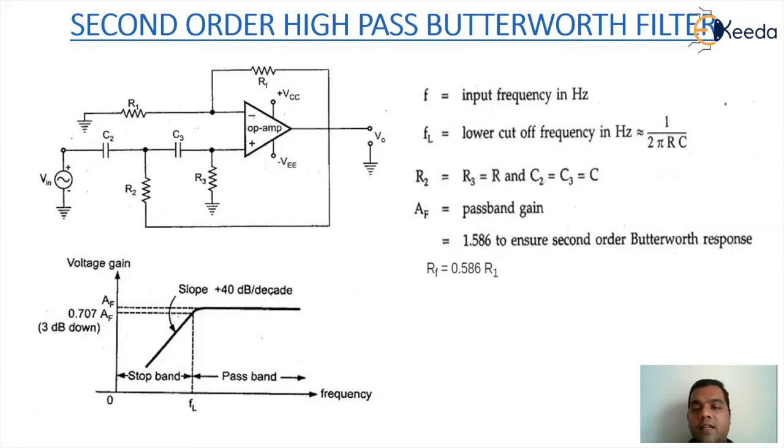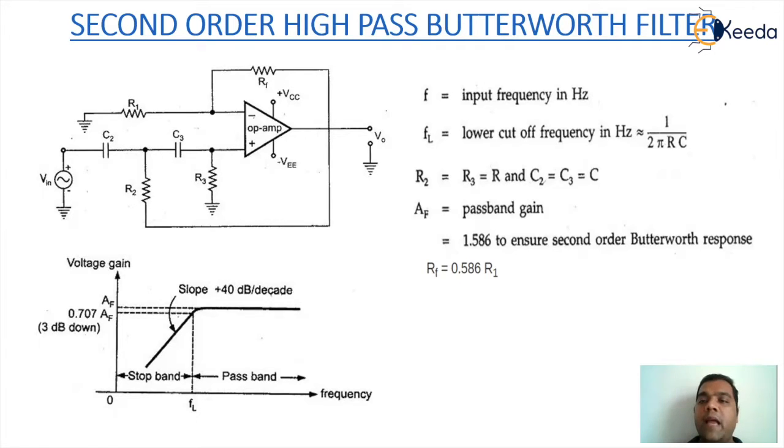On similar lines, when you see the response carefully, the response will be looking with respect to AF and 0.707 times AF, where AF is defined as your passband gain, which will have the value 1 plus RF by R1, and the cutoff point will be defined as FL. The voltage gain versus the frequency response shows clearly that we are starting with the stop band and approaching the pass band. The maximum gain will be AF and the cutoff point will be at 3 dB down, which will be at 0.707 times AF, which will give you the lower cutoff of the second order high pass filter.